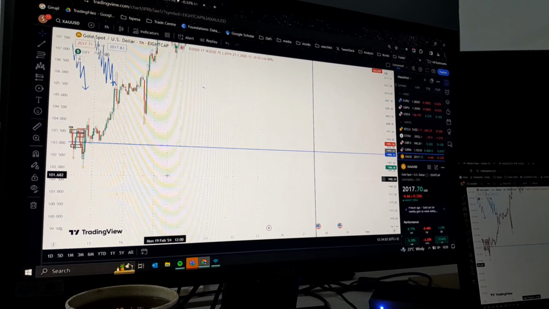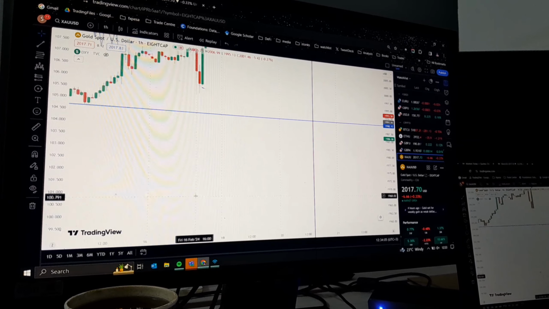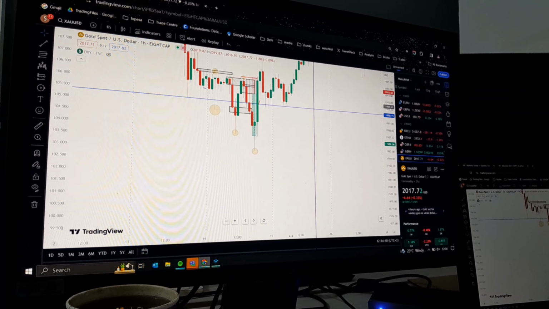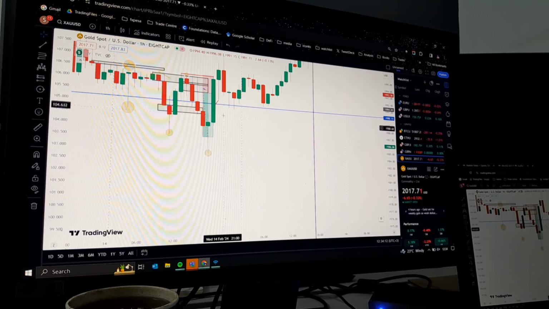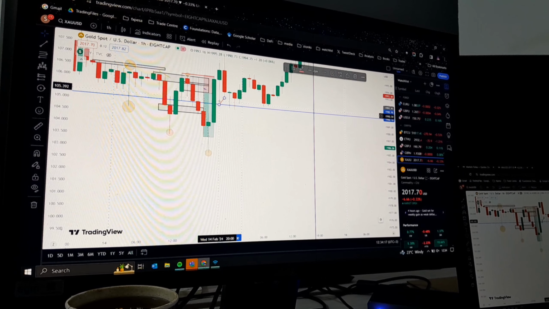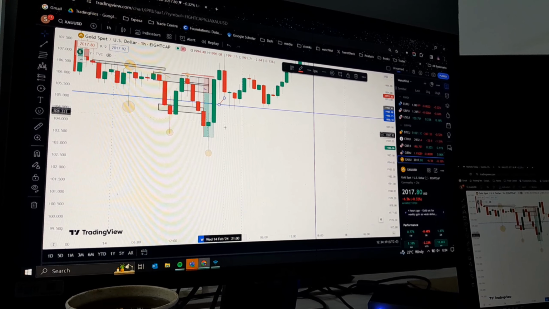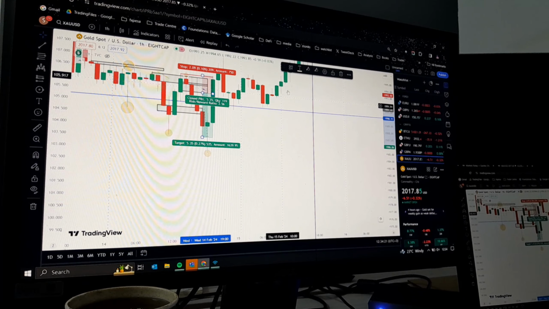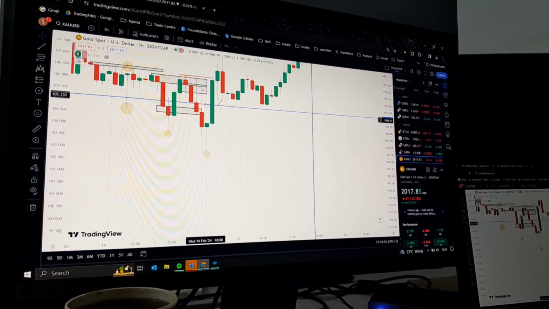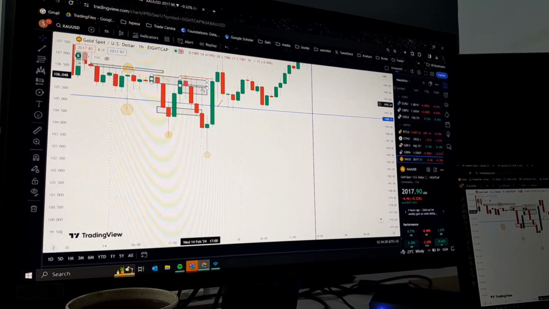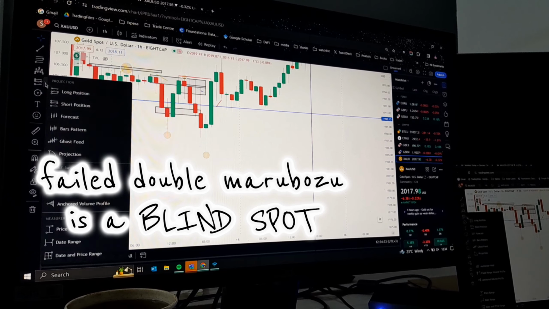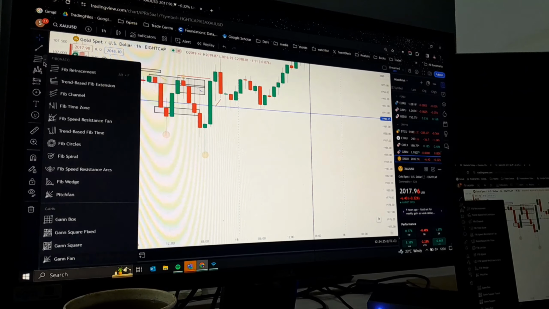We mark our POI on the 1 hour. So we are looking at our POI will be below this inducement. So at this point, let me delete this one. At this point, from the previous video, you know, when a double Marabuzo fails, we call it a blind spot. So we'll mark this one as our blind spot.